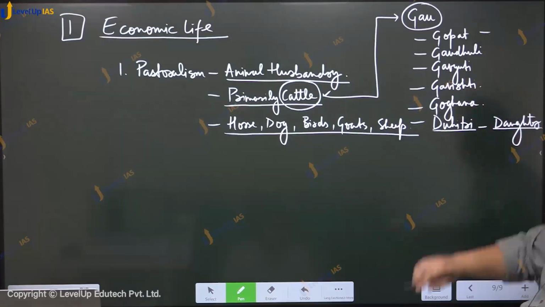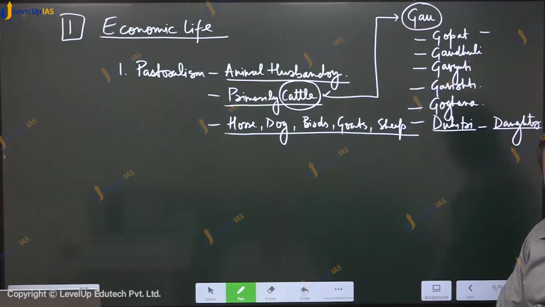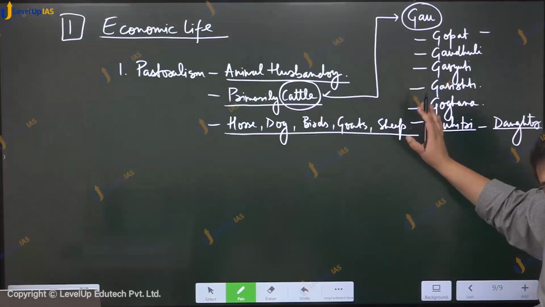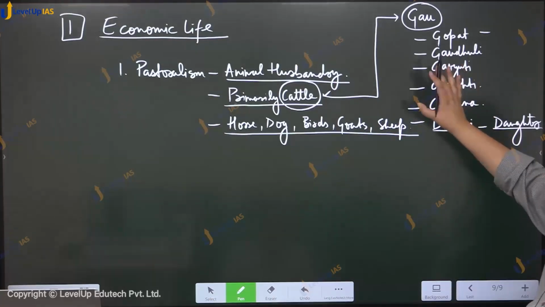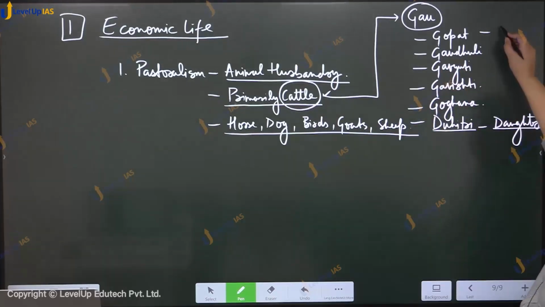Gopat, pat comes from the word pati, meaning the lord or husband, right? तो अभी जो रईस आदमी होता है उसको क्या बोलते हैं? अरबपति, खरबपति, करोड़पति, उस समय गोपति. Why? Because cattle was the chief source of wealth. This was a rich man.